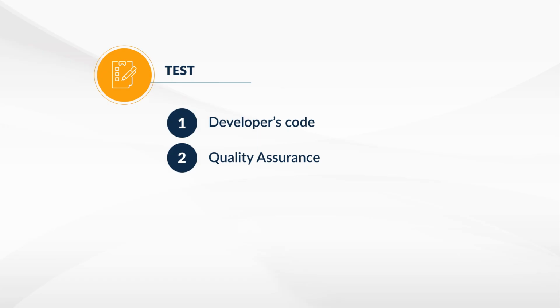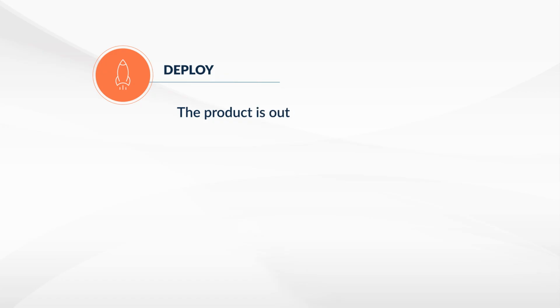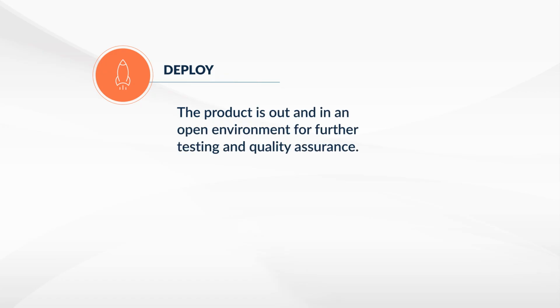Build the models, map the models to code, deploy the application, and start running, and go back and repeat that over and over again. The product is out and in an open environment for further testing and quality assurance. Generally, developers should fail early rather than late in the later stages of the cycle, to give the team enough time to recover from mistakes and save time and resources.